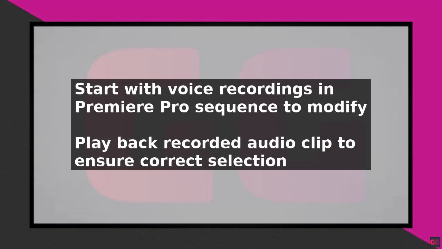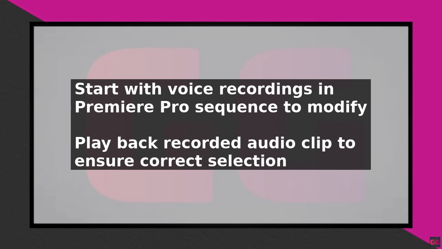To change the voice in Premiere Pro, start by having some voice recordings in your sequence. Play back the recorded audio clip to ensure it's the one you want to modify. Next, click on the voice and navigate to the Effects tab, usually located on the left side. In the Effects tab, type in Pitch and press Enter.